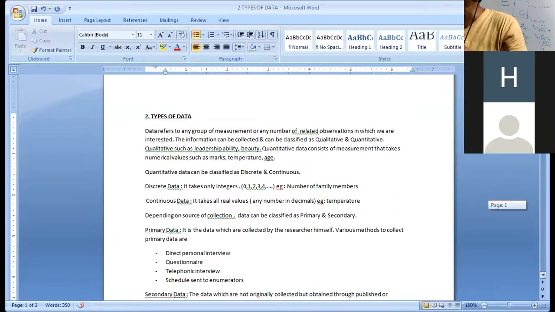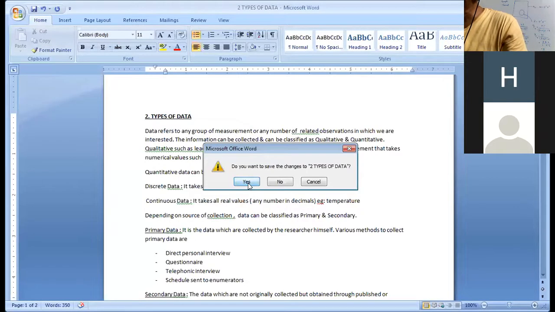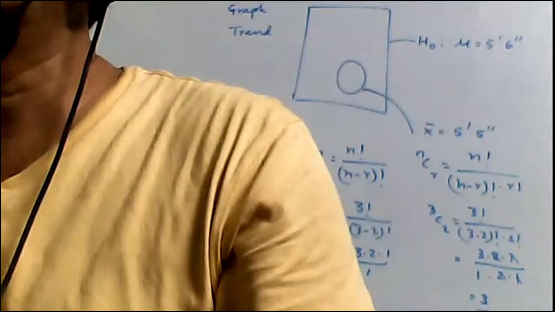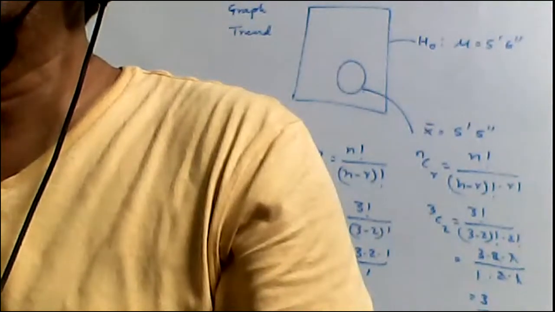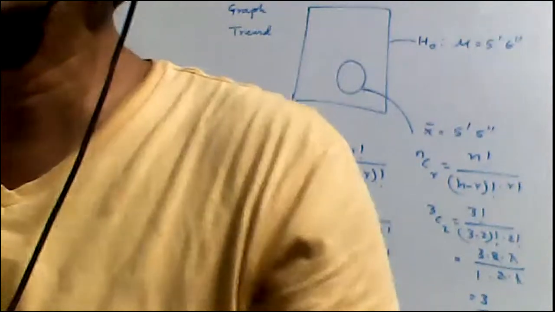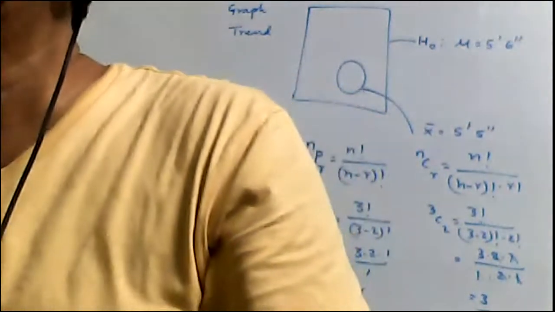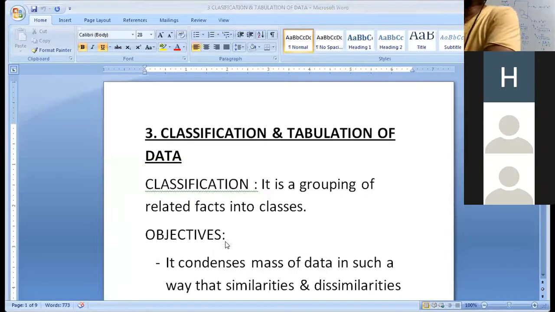So this is about types of data. Now we'll see classification. Classification and tabulation of data.